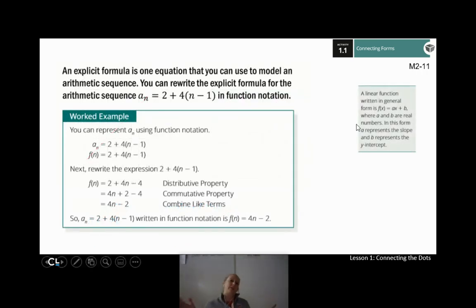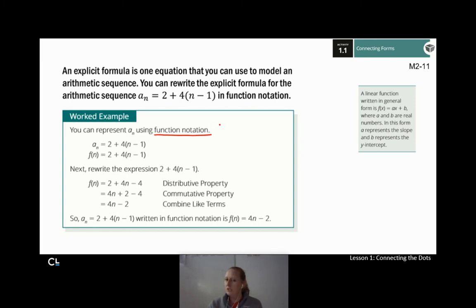So we talked about an explicit formula before. An explicit formula is one equation that you can use to model an arithmetic sequence, right? Did you know you can rewrite the explicit formula for an arithmetic sequence into function notation? Truly. Check this out. Here we have our lovely arithmetic sequence, but I want to use function notation.